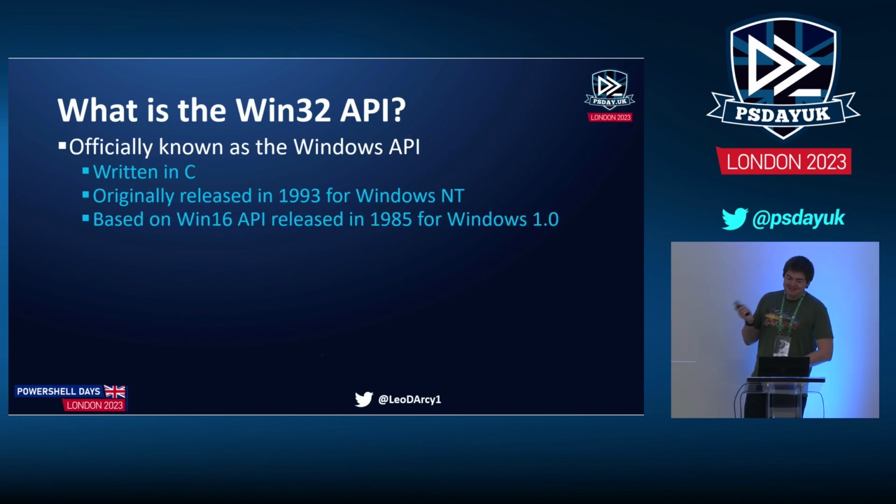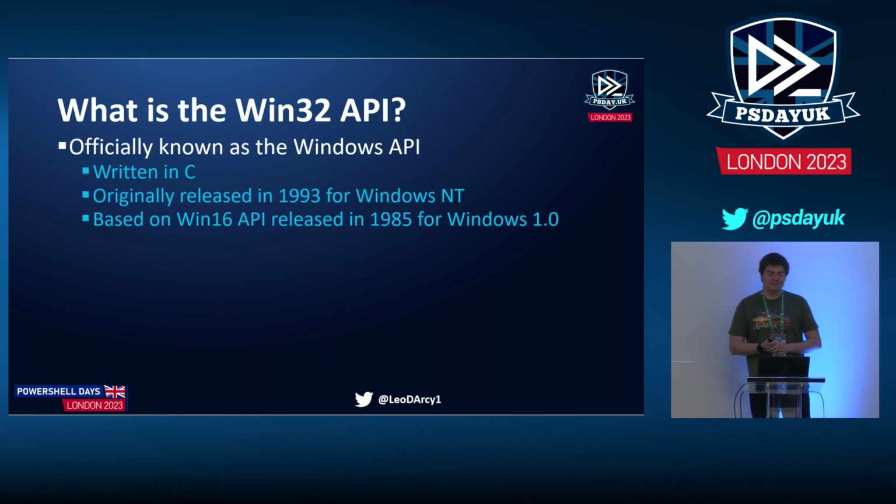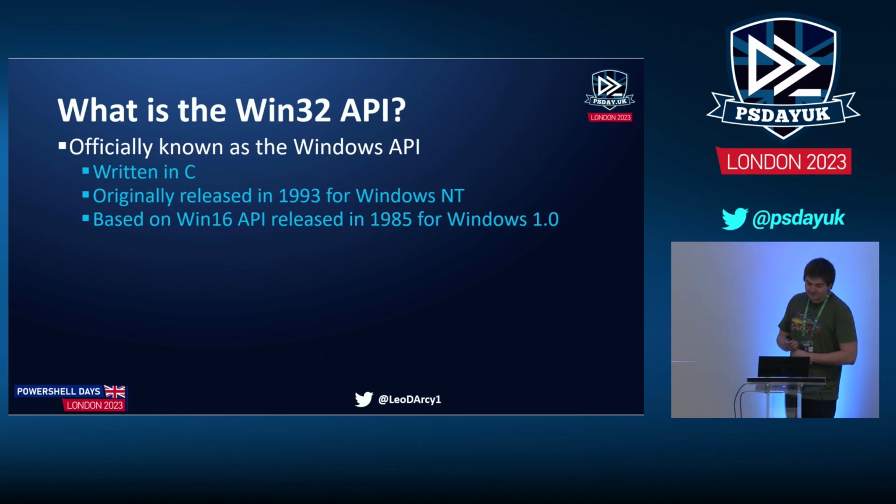But it's actually based on the Win16 API, and they followed a lot of the same conventions and maintained a reasonable level of backwards compatibility from Windows 1.0 all the way back in 1985. So we're talking about some of the oldest tech that Microsoft still deals with and actively supports.